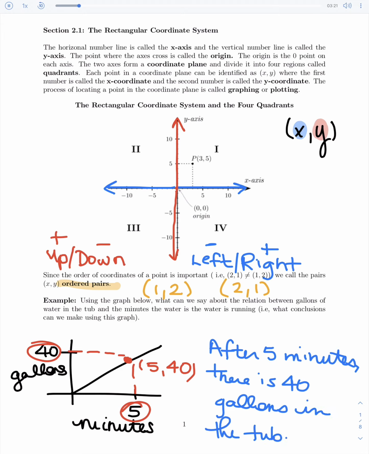Now, as a side note, this graph does have to end because one of two things is going to happen. Either you're going to turn off the water, or what's going to happen to the tub is that it will overfill. One or the other. So generally with these types of things, our graphs stop at some point. They don't keep on going forever.